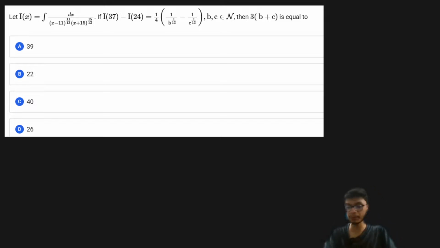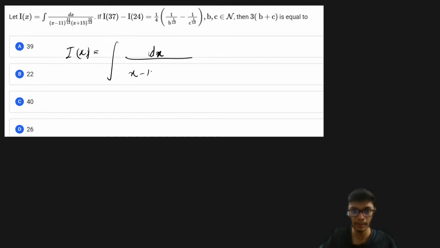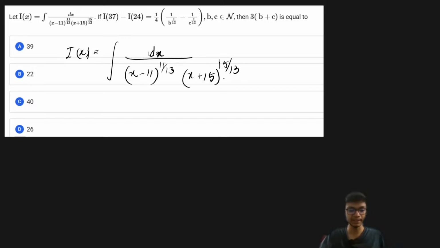If you look at the expression of the integral, let us consider this is I of x, which is basically given as integration of dx divided by (x minus 11) to the power 11 by 13 and (x plus 15) to the power 15 by 13. Now, there's something very interesting to observe over here. Let me write that form.